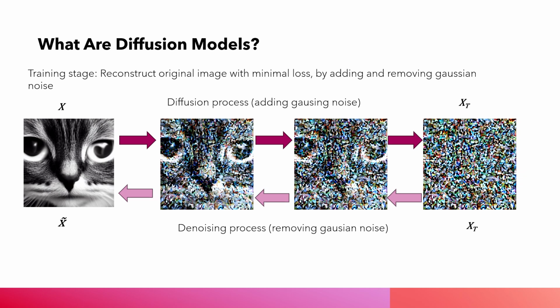First, what are diffusion models? A diffusion model tries to learn how to reconstruct an image, X, in this case of a cat, by gradually adding Gaussian noise, resulting in a garbage image XT. This process is also called the diffusion process. Then it trains a denoiser to predict and remove that noise, resulting in a reconstructed image X tilde. The goal of the training is to minimize the error between the reconstructed image and the original image, such that it can faithfully reproduce the image.